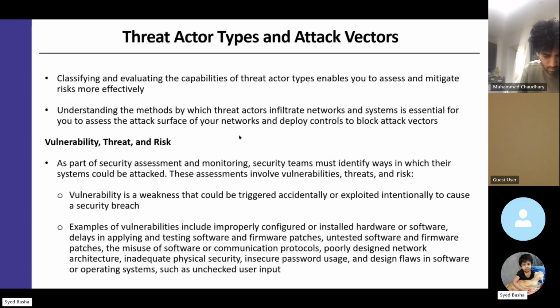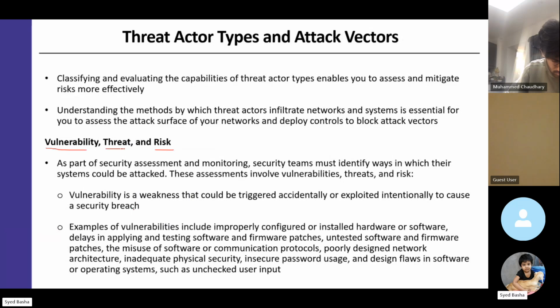So again, a vulnerability is a weakness that could be triggered accidentally or exploited intentionally to cause a security breach. When it comes to threat actor types and attack vectors, these are three very important things we need to understand: vulnerability, threat, and risk. Vulnerability is a weakness.